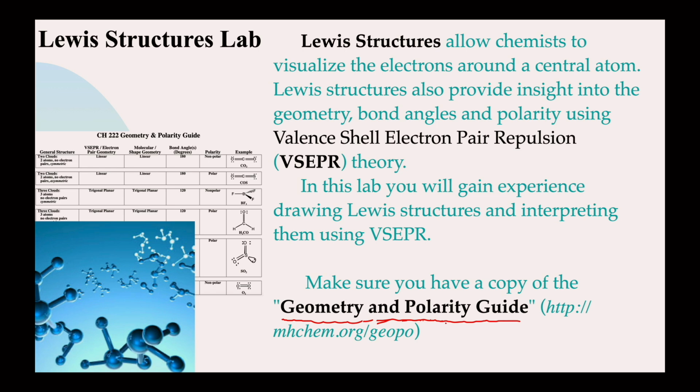It's about 4, 5, 6 pages long. I think it's 5 pages actually. But anyway, interpreting that will make your life a lot easier. So you'll draw the Lewis structure first and then interpret it using the Geometry and Polarity Guide.